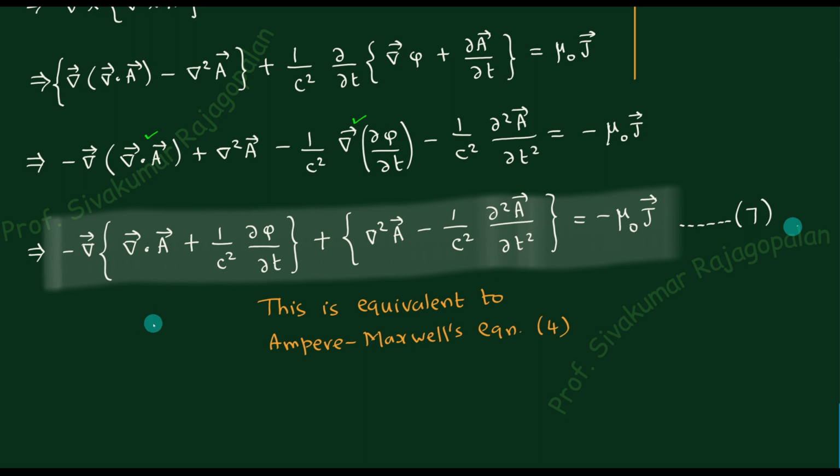Now we will fix the divergence of A to be equal to negative of 1 over c square into dou phi by dou t. If you are able to fix that, and of course it is possible to fix it like that, then the entire first term, the entire bracket, disappears or goes to 0, and we are left with the wave equation, which means that we can solve. Keeping this important discussion in mind, I will write down the conclusion now.